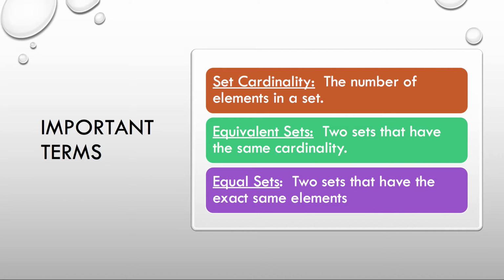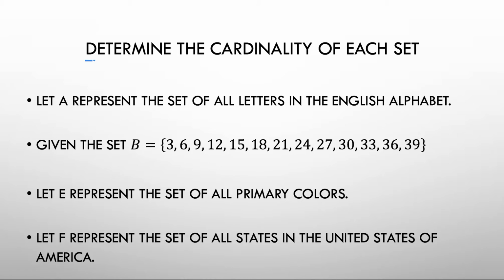So we're going to begin with an example for cardinality. So we want to remember that cardinality is the number of elements in a set. So our example gives us 4 sets and asks us to find the cardinality of each set.